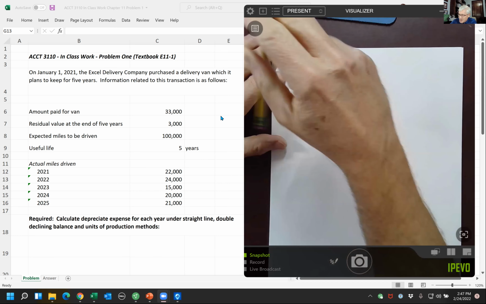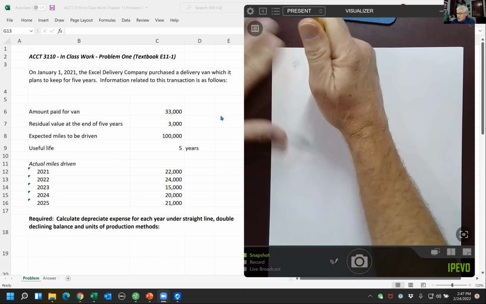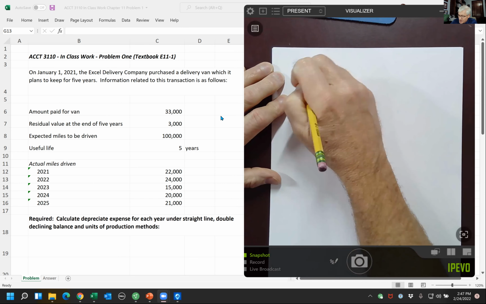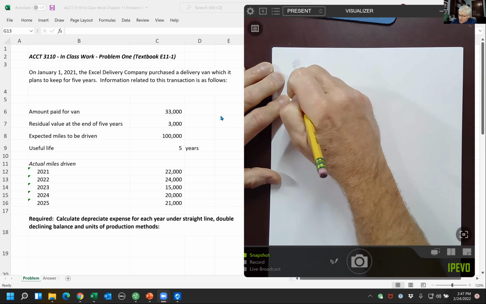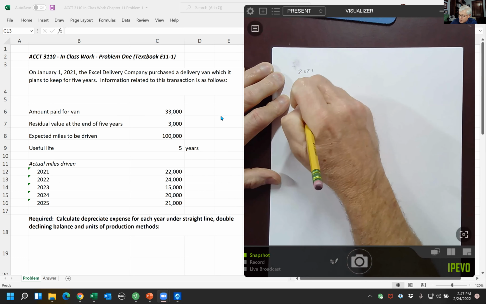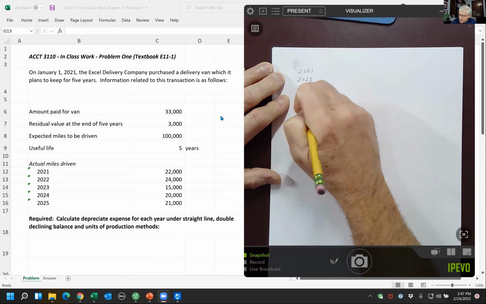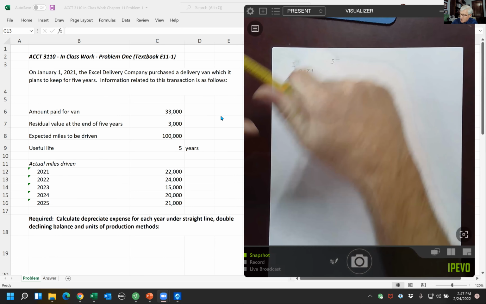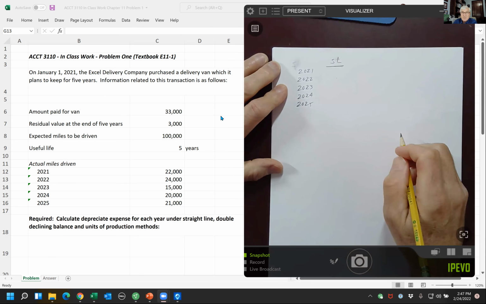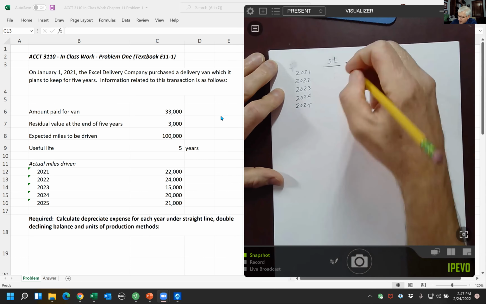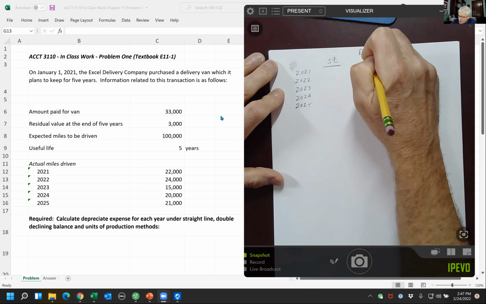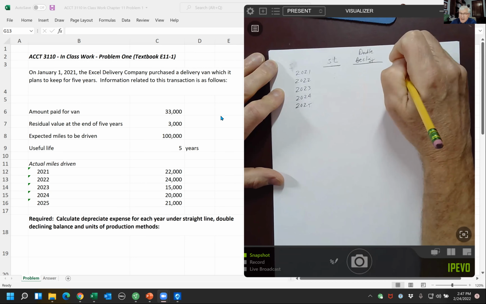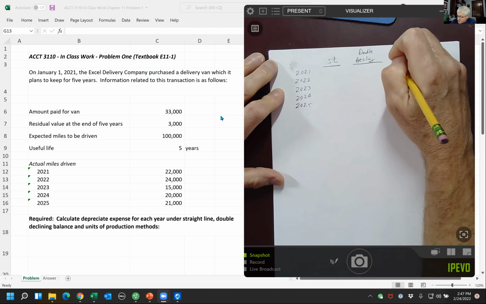Well, let's do this. It asks for the expense each year. And so let's do right at the top, 2021, 2022, 2023, 2024, 2025. And we got the straight line. If I can write here, I'll just abbreviate that, straight line. And I've got double declining method. And I've got the units of production.